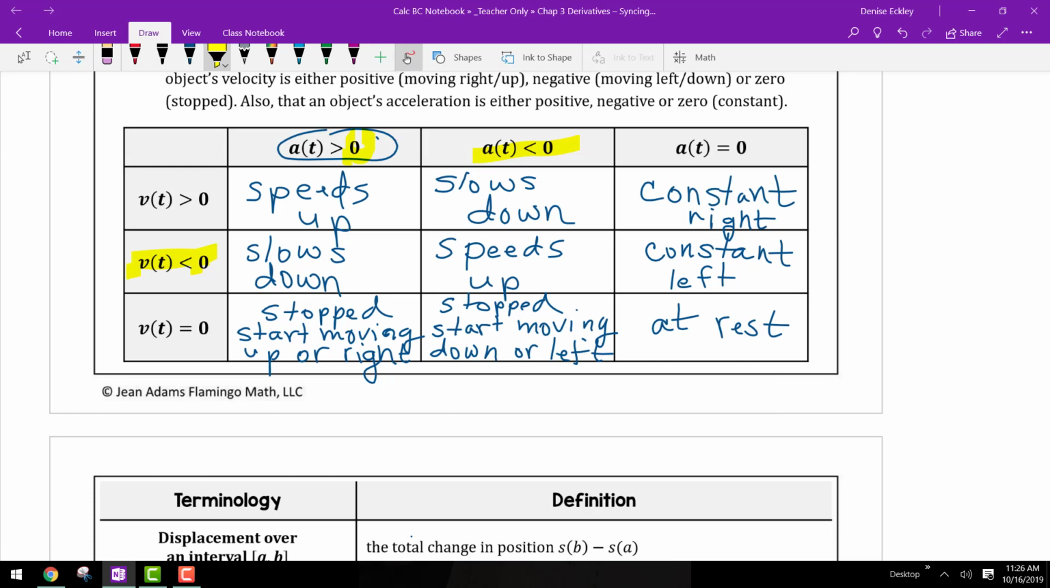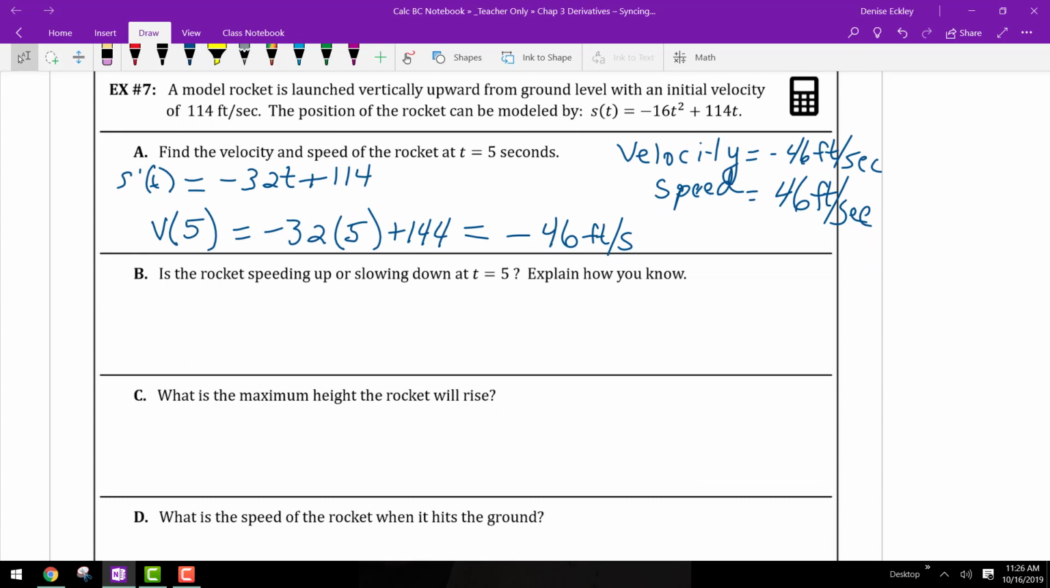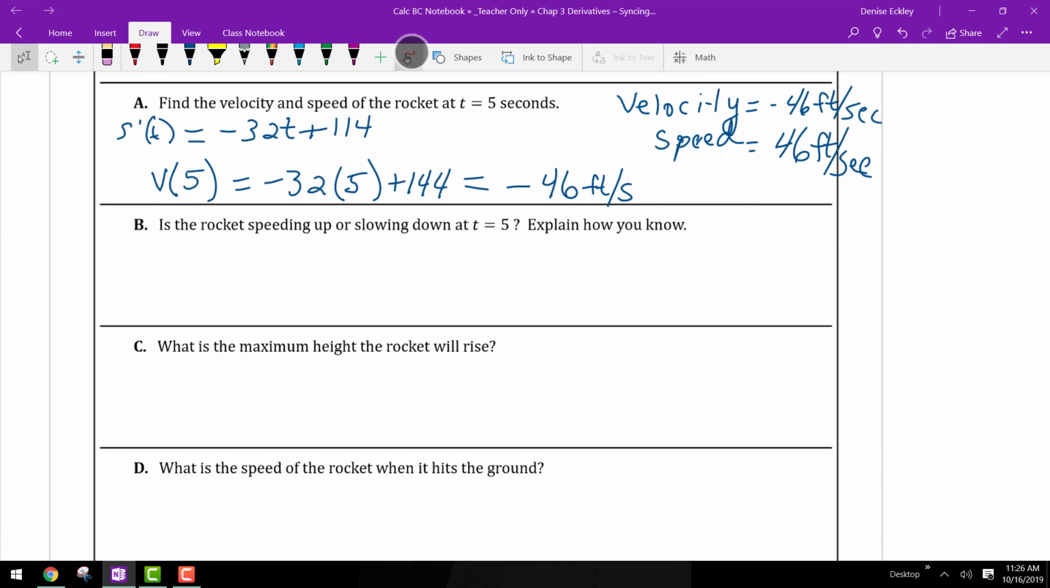So we're going to take a look at that. So we're going to find the derivative of the velocity function. So we're going to find v prime of t, which is the same as s double prime of t. So we're going to get negative 32. It's a constant. So this is negative.